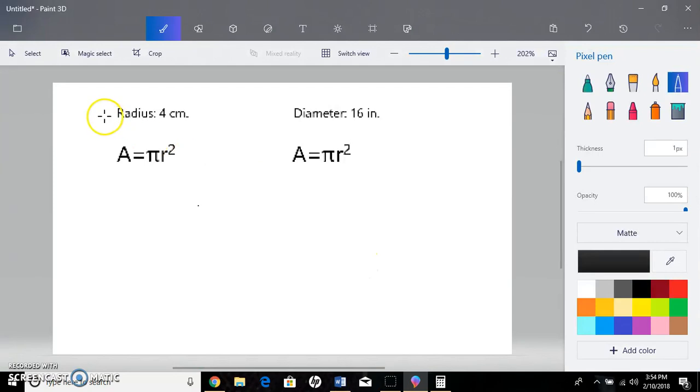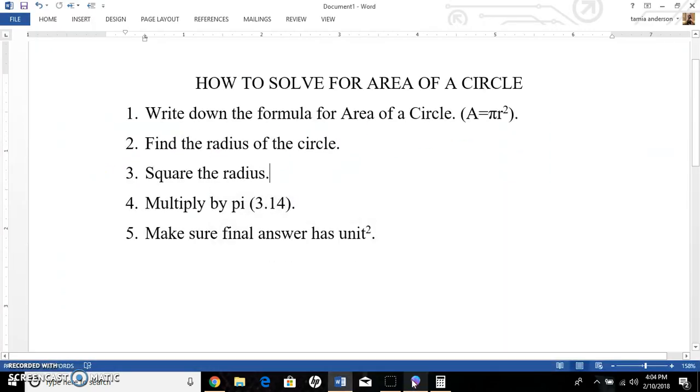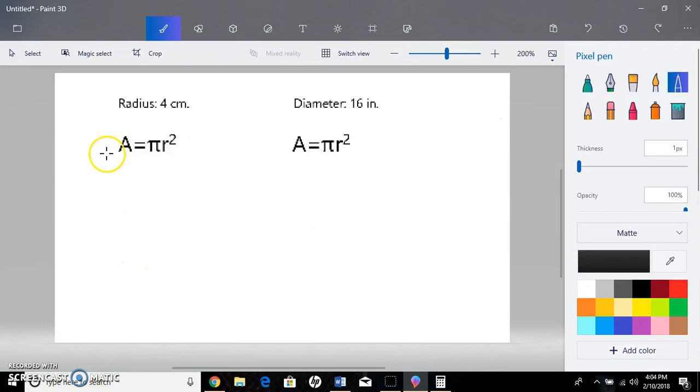So right here we have a couple examples, one with the radius and one with the diameter. Let's start with the one with the radius. This radius is 4 centimeters. We're going to start with our first step, which I already did, which is write down the formula, A equals pi r squared. Now we're going to solve, and we're going to take the problem and put pi first, and then we're going to put 4 squared.